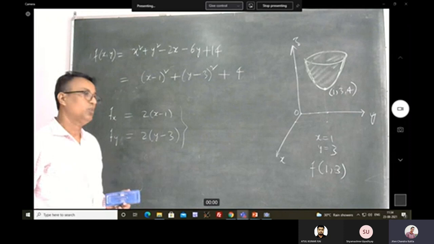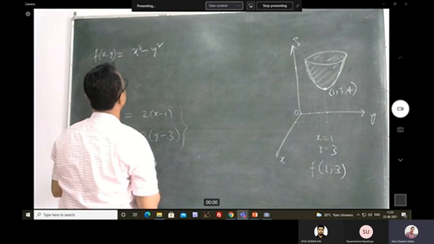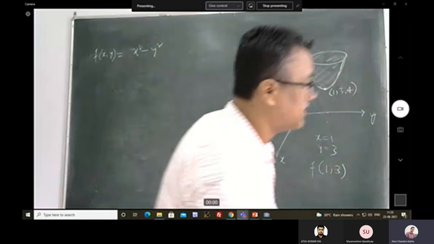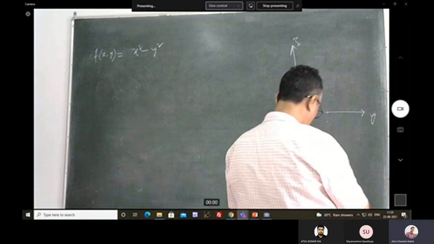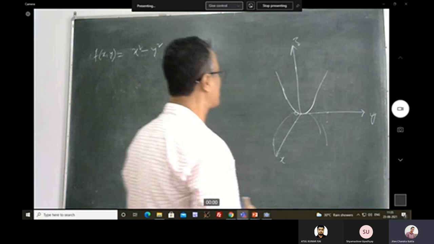Okay, so now, instead of this, let us consider this function. It is something like a hyperbolic paraboloid. It is extremely difficult to draw the figure. So I'm going to show you a computer generated figure of this function. I cannot shape it up here. Anyway, I'm going to show it to you in a short while from now.